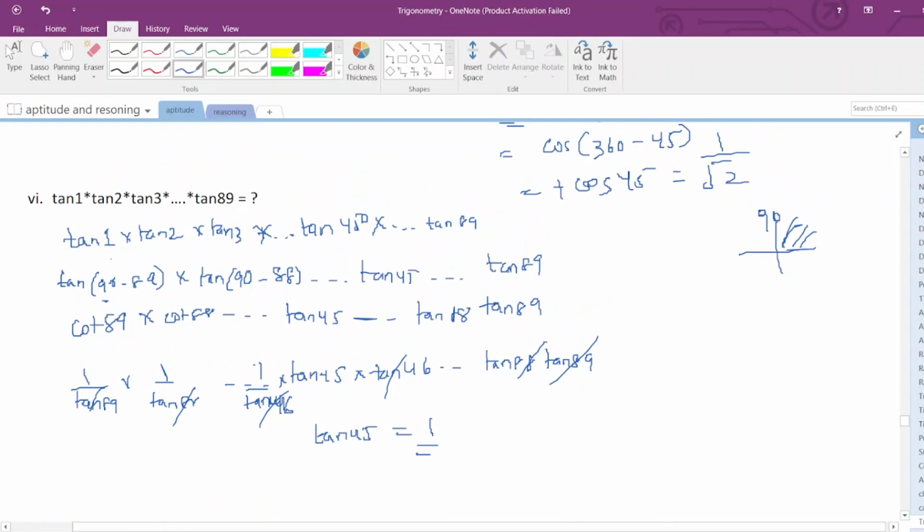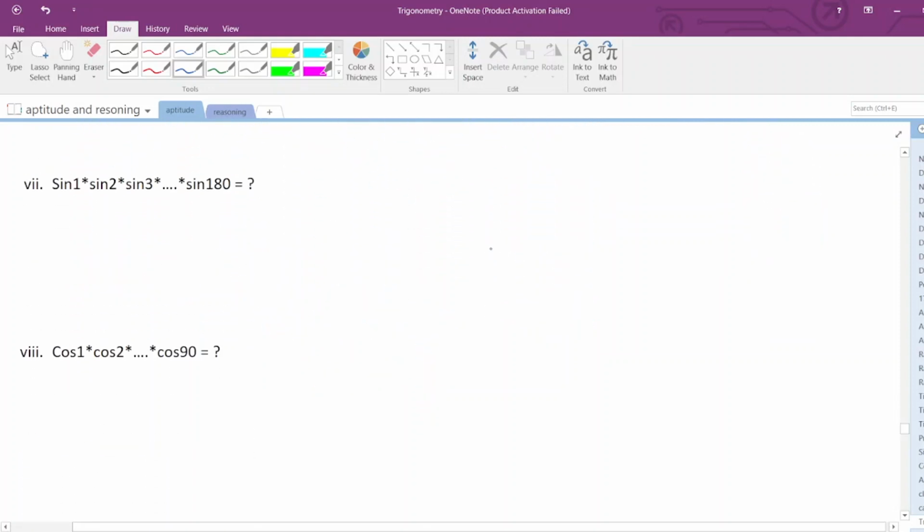Hope it's understood, right? It's a very very easy one, so remember this. And also see, they can ask sin 1 degree into sin 2, sin 3, all in product, and so on till sin 180. How much are they asking? See, I forget everything else and only take sin 180. So sin 180 can be written as sin (90 plus 90), sin (90 plus theta), right?